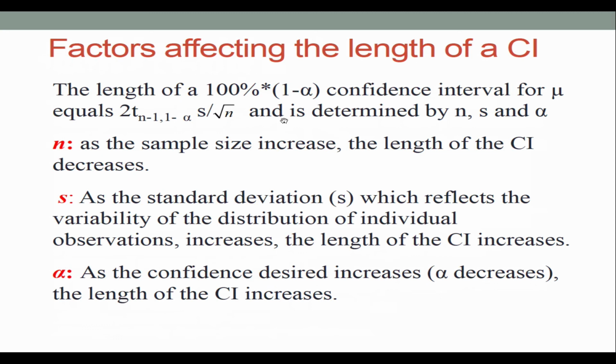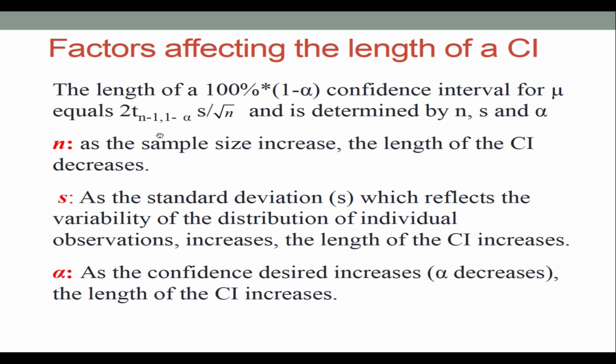In this formula, the length is determined by n, the sample size, in the denominator; S, the standard deviation of the sample; and alpha, the desired confidence you want for your interval. N is the sample size. When the sample size increases, your sample mean has a smaller standard error. The point estimator is more accurate, so the confidence interval has shorter length. So if the sample size is large, then the length is shorter.